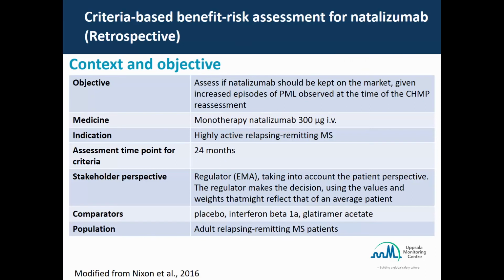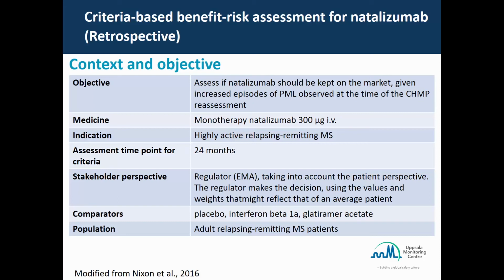So what I'm presenting here is a retrospective analysis performed by Nixon and colleagues, where they use MCDA as a support to assess natalizumab in the light of the PML discovery. So this analysis was performed several years after the actual decision. It was more an analysis to showcase the method and how it works and what it can do and so on. And what you see here in this table is the context and the objective of the assessment.